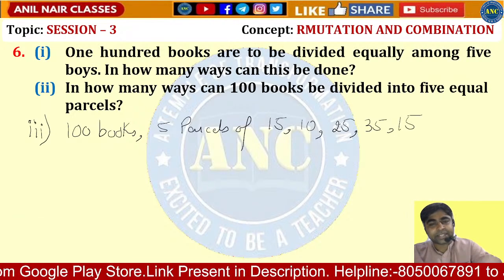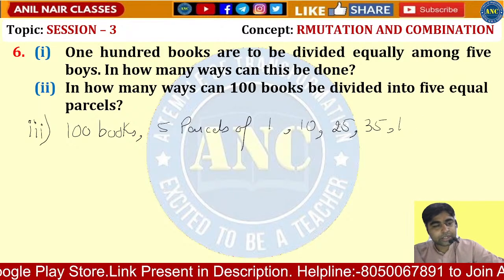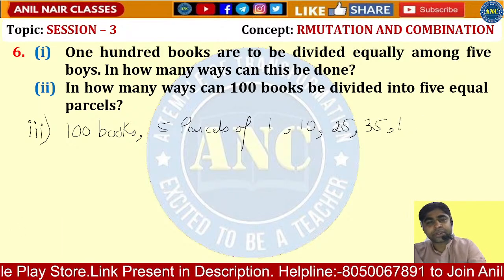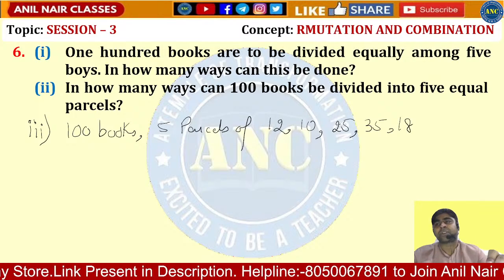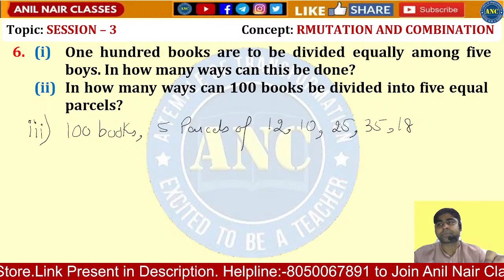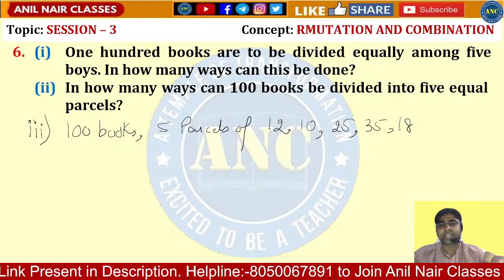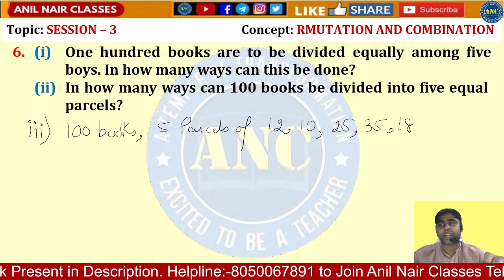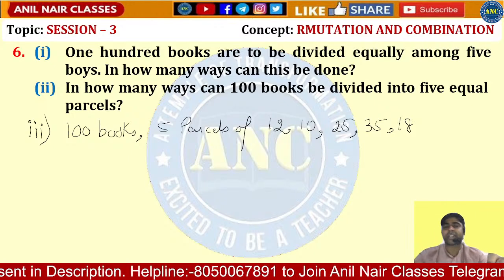Or let me say 12 here and 18 here. Okay, that would clear more of your doubts. Okay, so just let me check. 12 plus 10 is 22, plus 25 would be 47, plus 35 would be 82, and plus 18 would be 100. Yes.